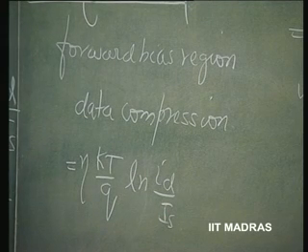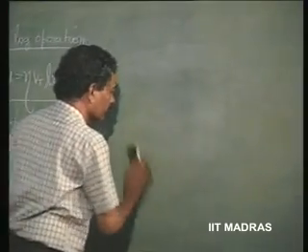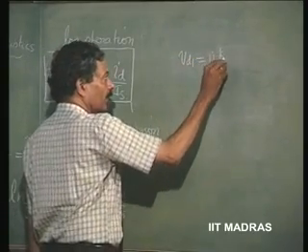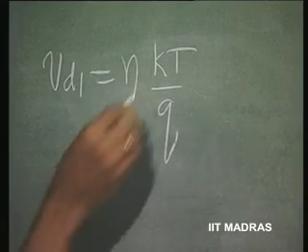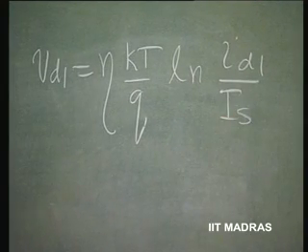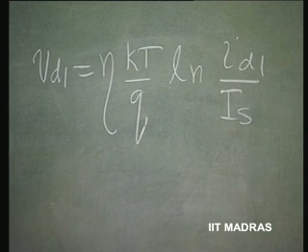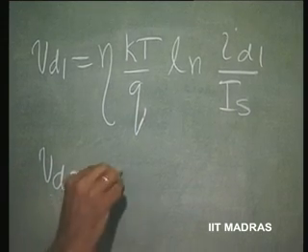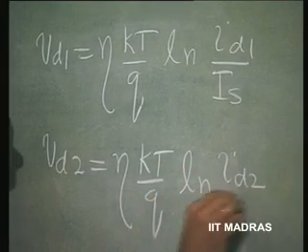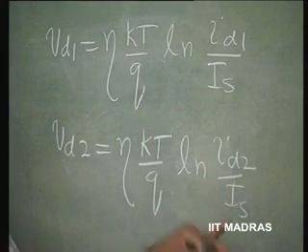If I use two identical diodes, then we will have Vd1 equals eta kT over q log Id1 by Is. This is the same for both the diodes. Identical diode means what? They have identical values of Is, reverse saturation currents. Then the second diode will have Vd2 equals eta kT by q log Id2 by Is. So, these two values of Is remain the same because they have identical characteristics.